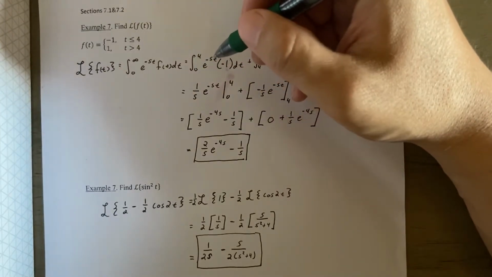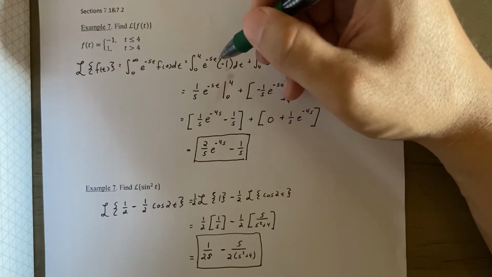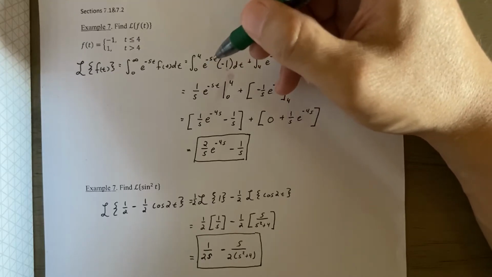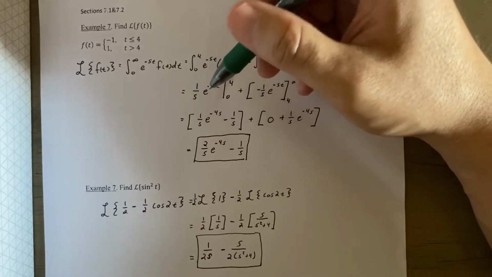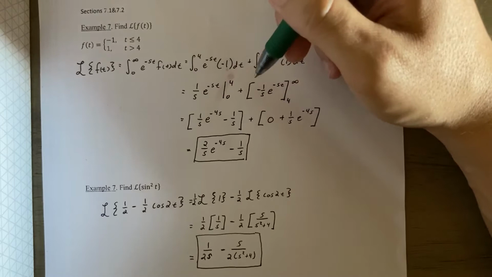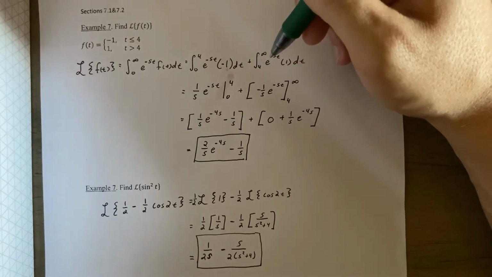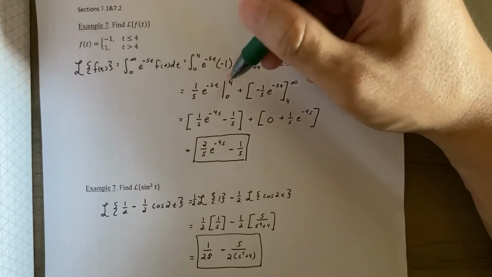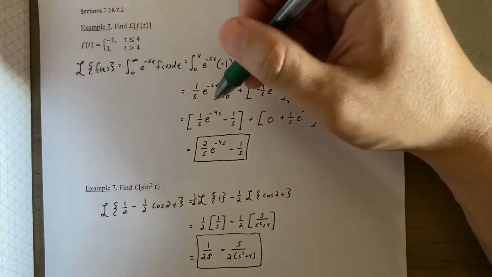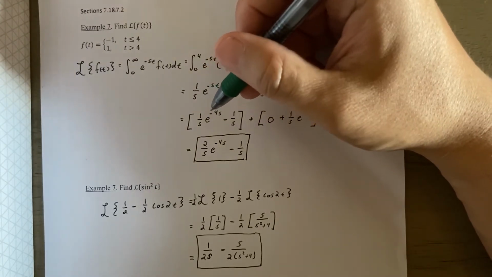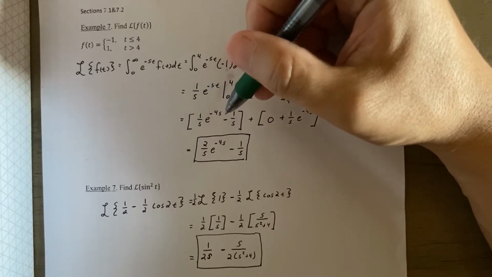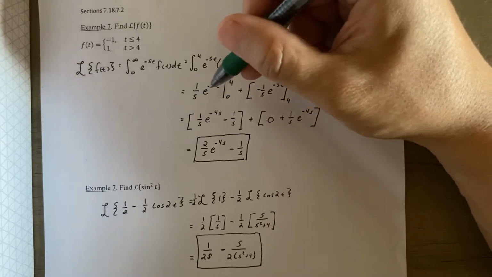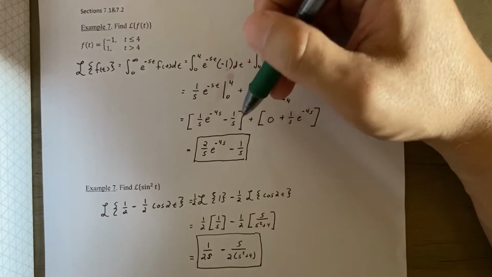And so we have negative e to negative st. Well, if I take the integral of that, it's just going to be 1 over s e to negative st. If I take the integral of e to negative st, it's going to be -1 over s e to negative st. Now we're going to plug in our values. So we're plugging in 4 for t, so 1 over s times e to negative 4s, minus plug in 0, that's going to be 0, so it's just 1 over s.